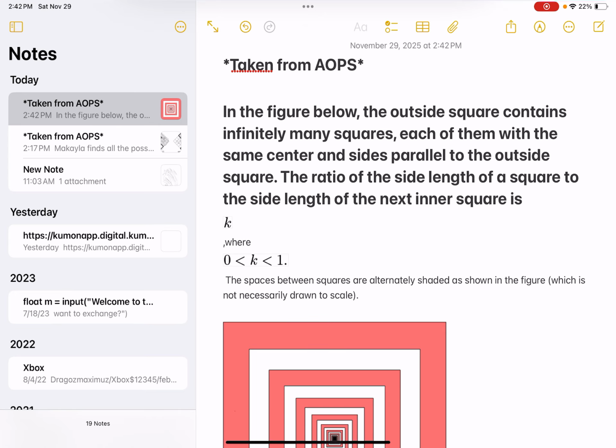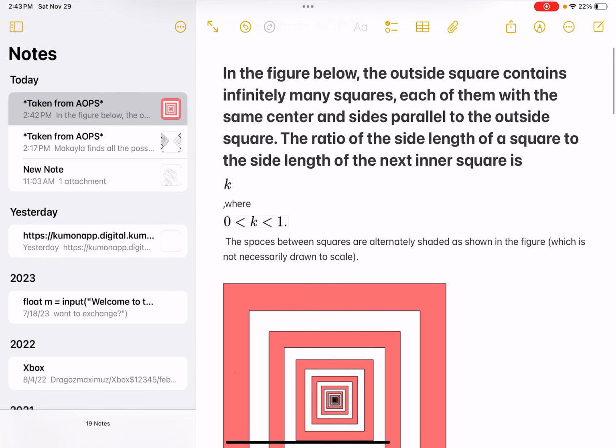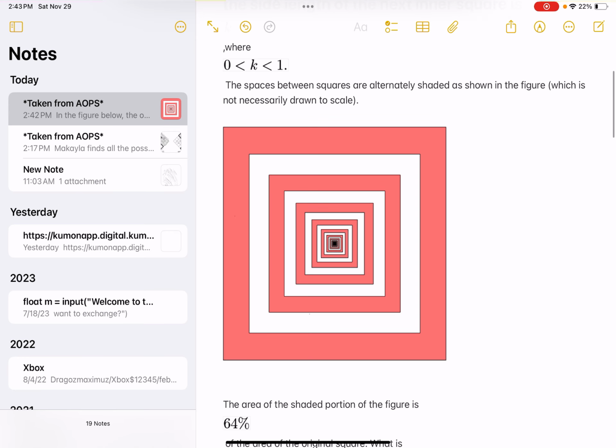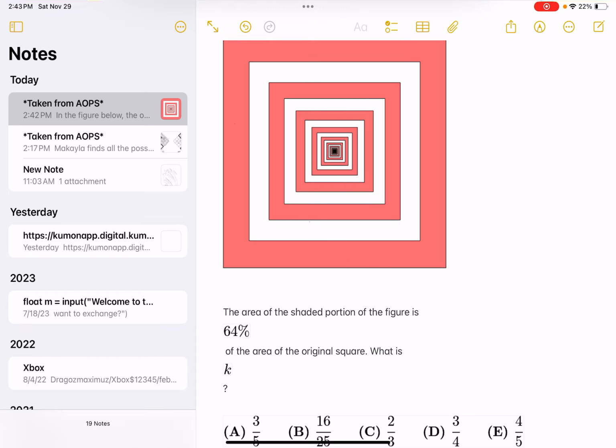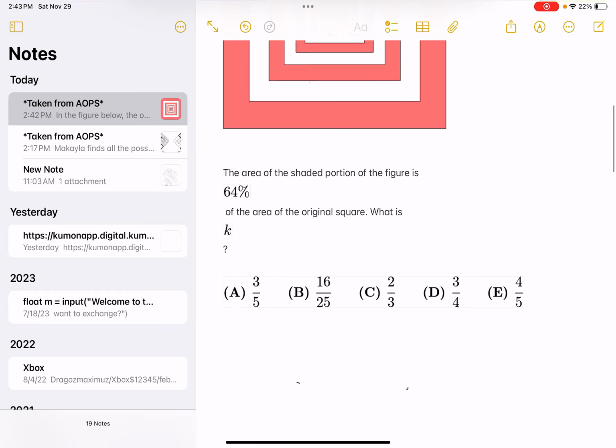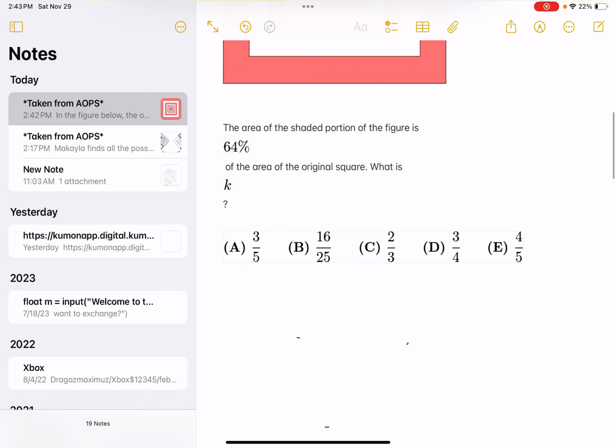In the figure below, the outside square contains infinitely many squares, each with the same center and sides parallel to the outside square. The ratio of the side length of a square to the side length of the next inner square is k, where k is between 0 and 1. The spaces in between squares are alternately shaded, as shown in the figure, which is not necessarily drawn to scale. The area of the shaded portion of the figure is 64% of the area of the original square, and we're asked to find the ratio k.